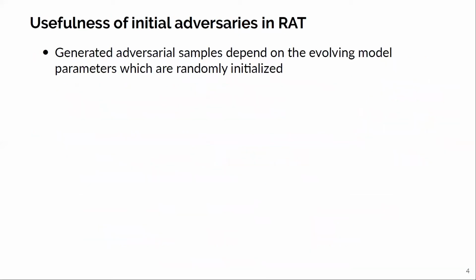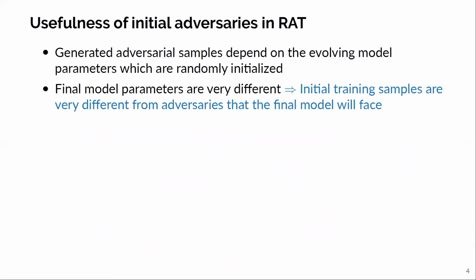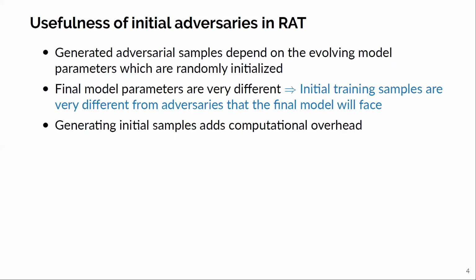So as we just saw, the generated adversarial samples depend on the evolving model parameters. And initially, these parameters are randomly initialized, and so they are often very different from the parameters of the final model. As a consequence, the adversarial training samples generated at the start of training are very different to the kind of adversarial samples that will be used at the end of training and during test time once this model is deployed. However, we still generate these adversarial samples from the start of training during regular adversarial training, and this requires us to do projected gradient descent right from the start, and this increases the training time.